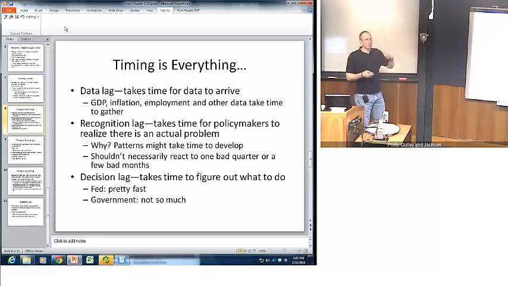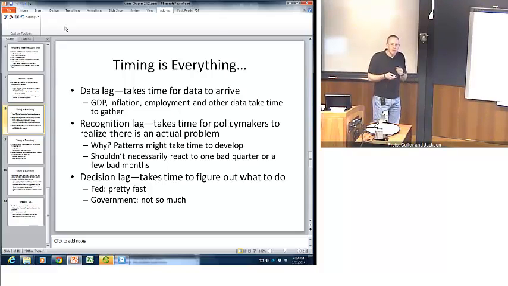But now surely you think, well, okay, now the data have arrived. Now we've recognized that there's a problem. Now we're done. Well, unfortunately, no. Now we have to actually decide what the heck to do about the problem. Well, central banks, like the Fed, are usually pretty fast. They just need to have a meeting or so, which might not even need to take place in person, so they can decide relatively quickly. So they have an advantage over fiscal policy, where governments, especially democratic governments, usually take some time to decide what sorts of policy actions they might want to pursue.